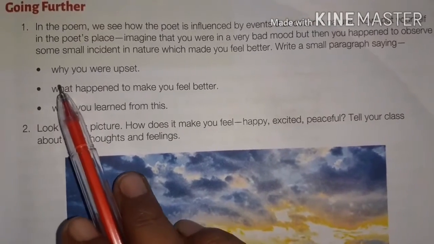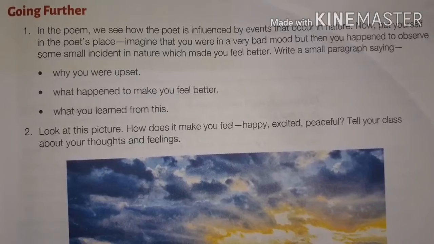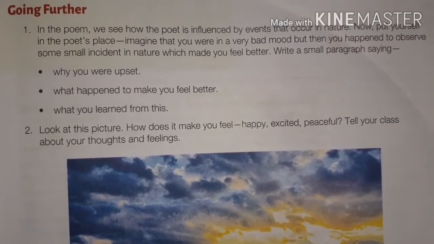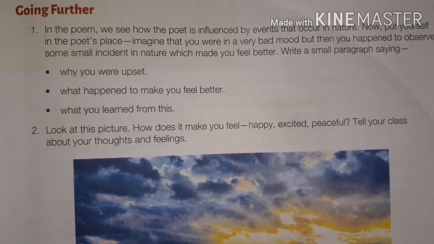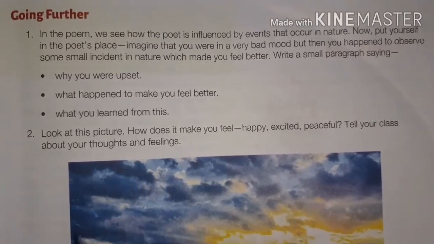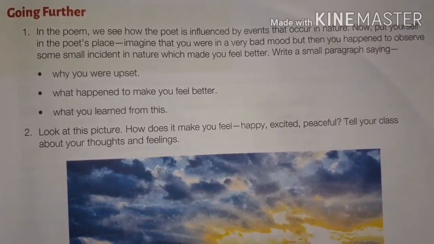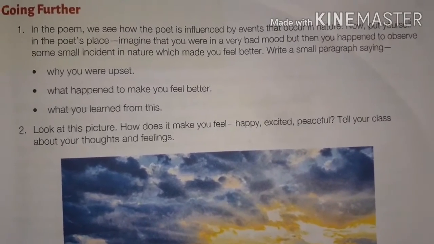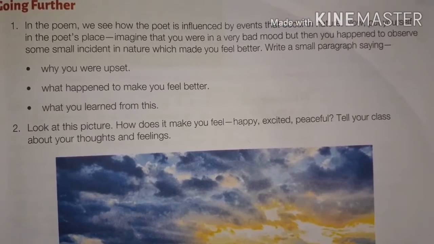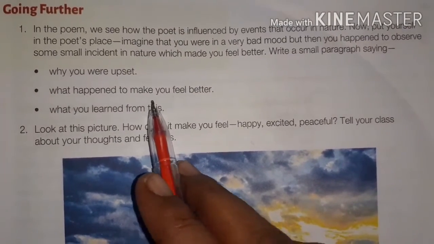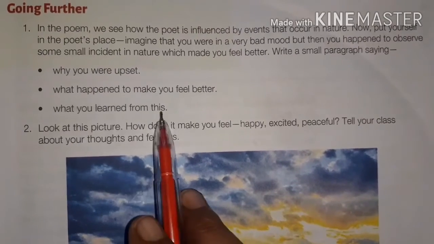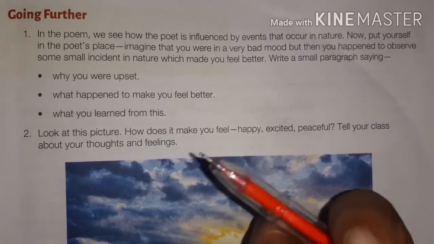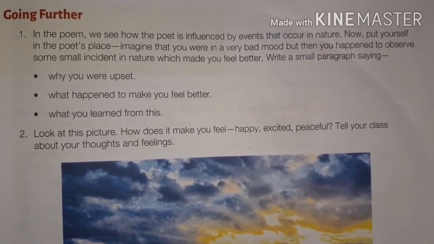So you have to write a small paragraph on that incident. You have to say why you were upset first. Maybe your mother may scold you for getting low marks, or your brother may scold you. Like that you can write. What happened to make you feel better? You have seen some small incident in nature, and that makes you feel better. So what is that incident? You have to write what you learned from this. So from the incident, what did you learn? Your sad mood has changed.